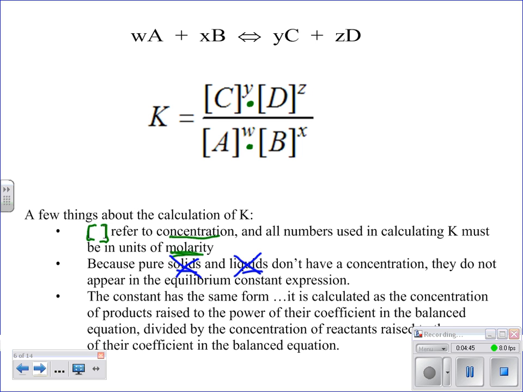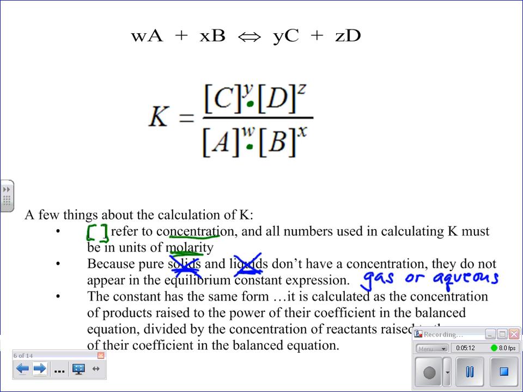However, if we're talking about something like a gas, well, those molecules can be close together or far apart, so you can have varying concentrations there. Or if you have a solution, you can have a lot of solute, you can have a little bit of solute. So aqueous substances also have concentrations, which means we do not put solids or liquids into our equilibrium constant expression.